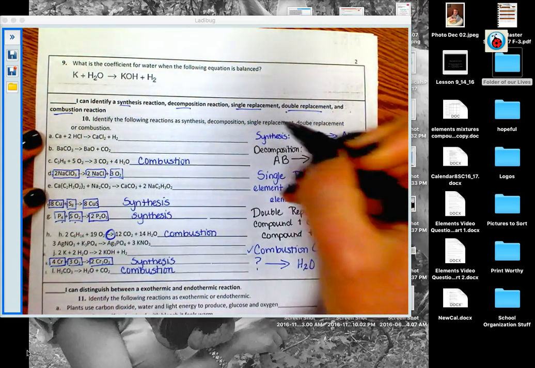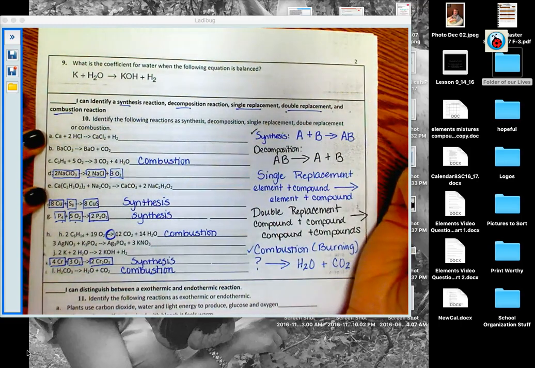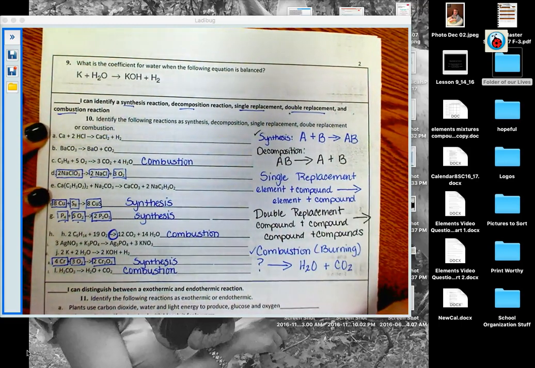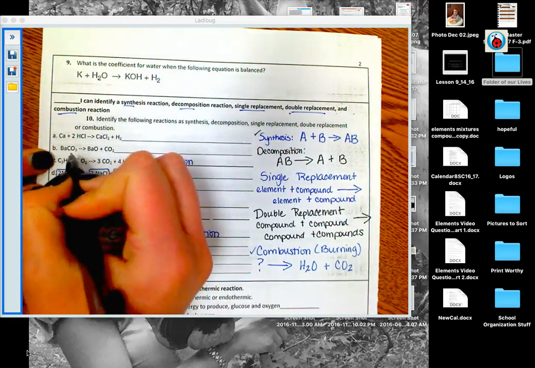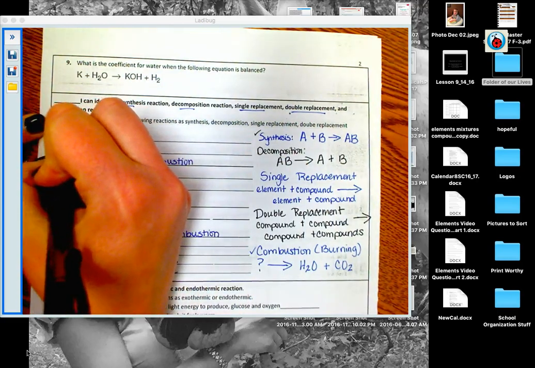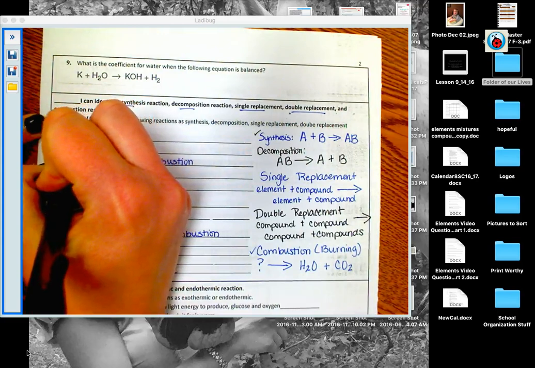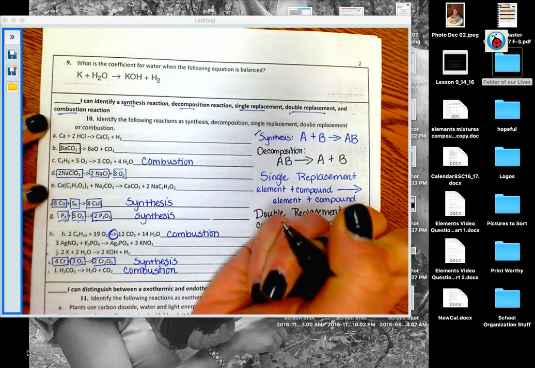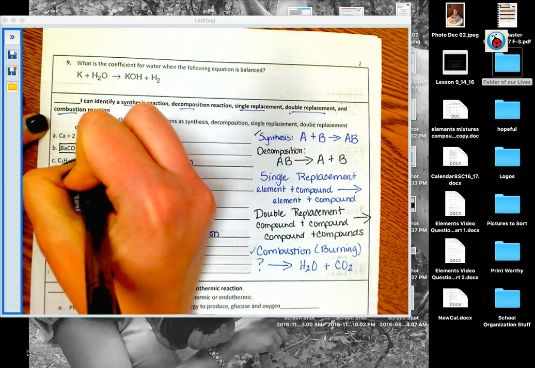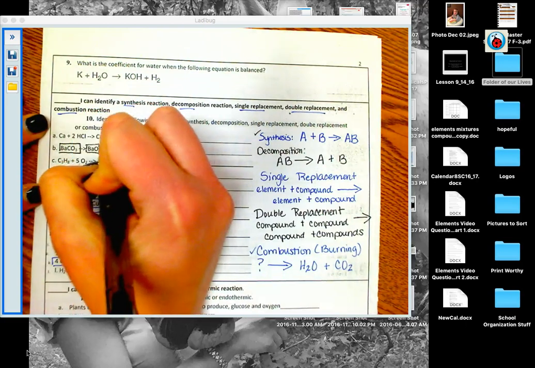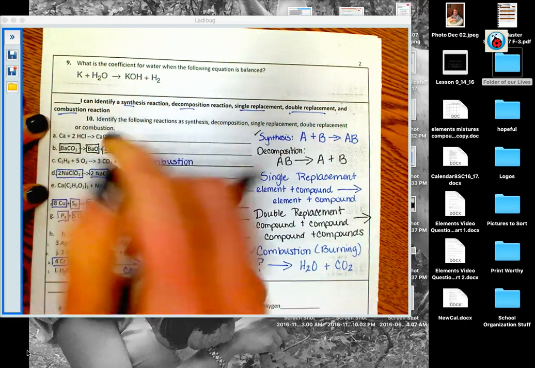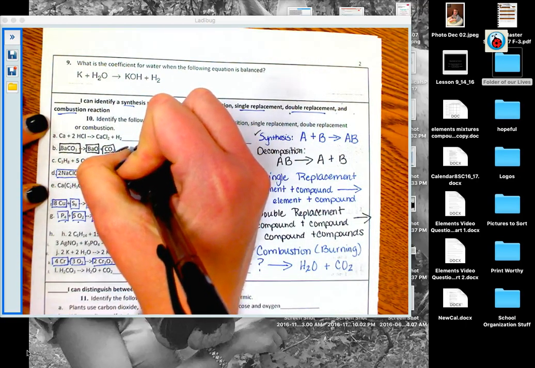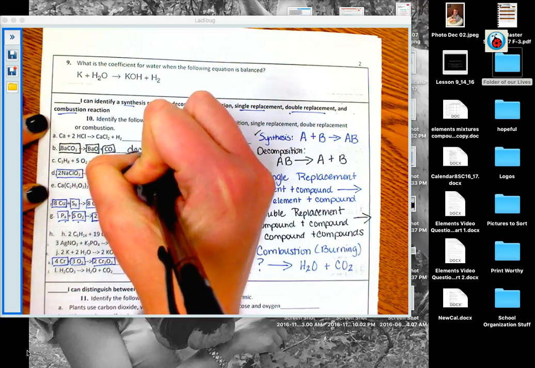Now I'm done with synthesis, and I'm going to look for decomposition. So now I'm looking for one thing that has been broken down into 2 things. And I do remember earlier when I was looking at this one. So here's barium, BaCO3. After the reaction, you have 2 different compounds. So 1 compound before, 2 compounds after. That means that you started with 1 and broke down into 2. That is decomposition.